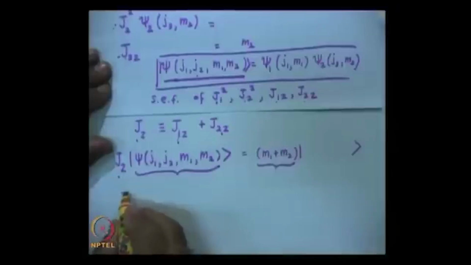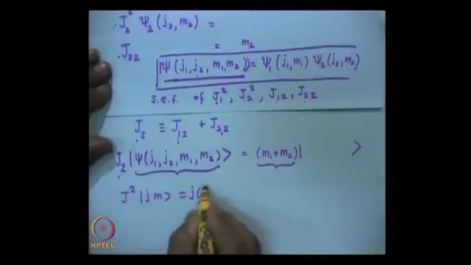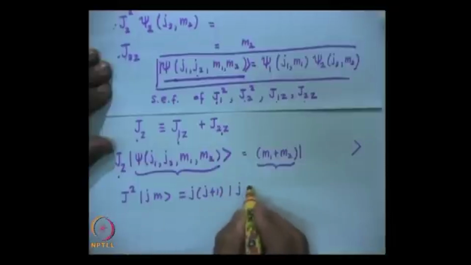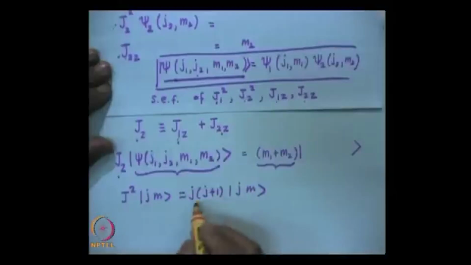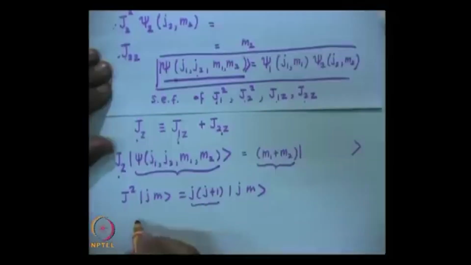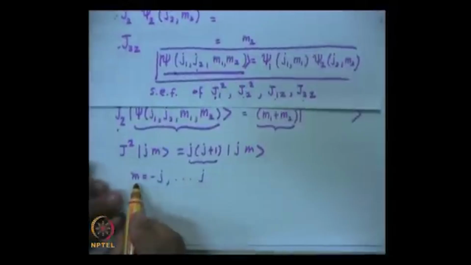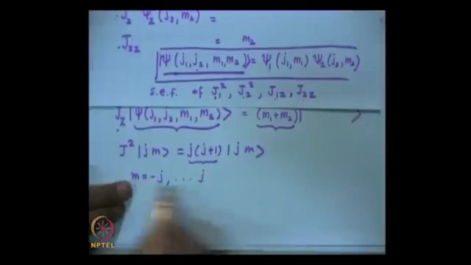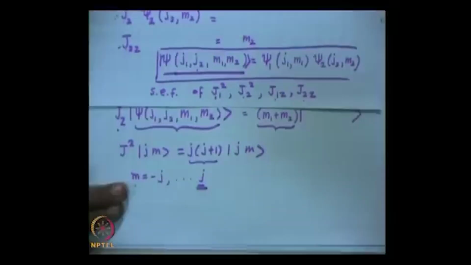Once we know all the eigenvalues of Jz, we can find out immediately the eigenvalues of J square, because I know that J square ket Jm is equal to J into J plus 1 ket Jm, and the value of m goes from minus J to plus J. So, if you give me a set of values of m, then the maximum value of m will correspond to the value of J.